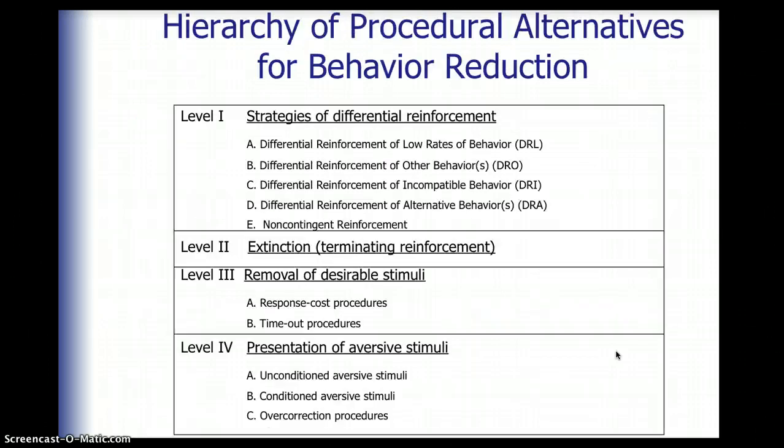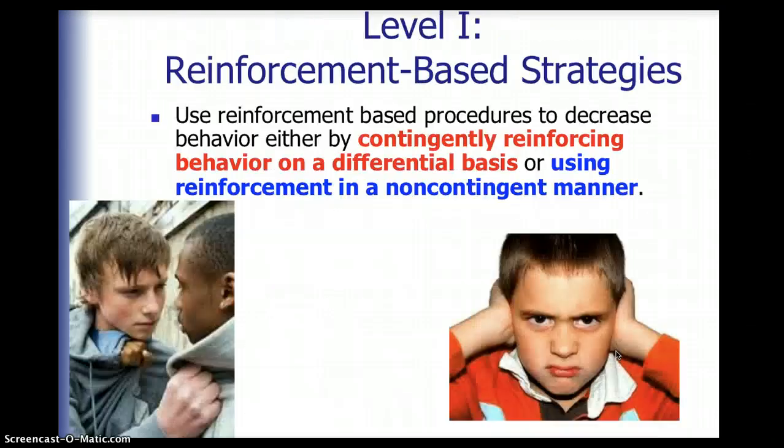Looking at this hierarchy of procedural alternatives to reduce inappropriate behavior, we want to start at level 1 with these different kinds of reinforcement we can do that will replace or provide an alternative for a behavior. And we want to move towards that extinction or terminating reinforcement. So a student is naturally doing a behavior or reinforcing themselves. And we want to avoid having to move to levels 3 and 4 unless it's just absolutely deemed necessary.